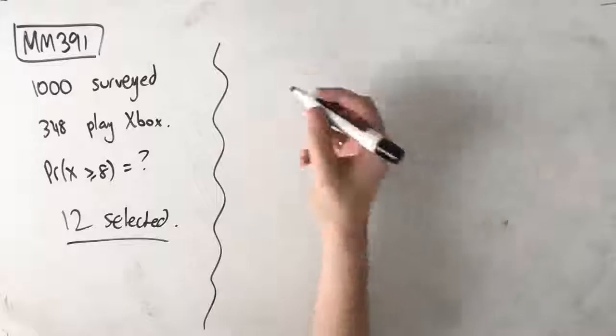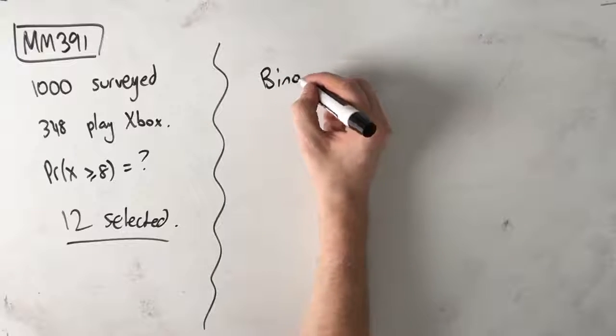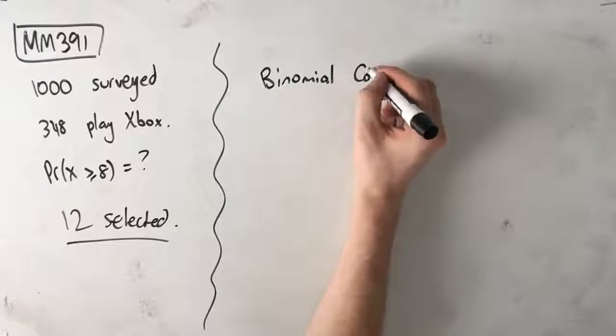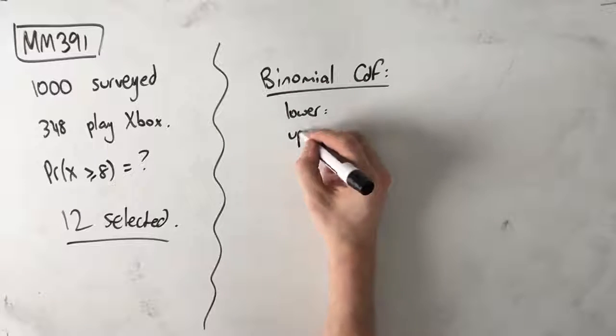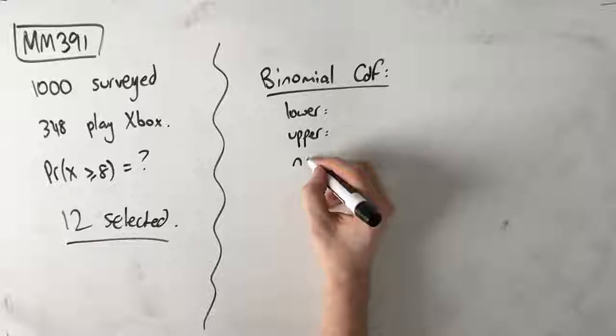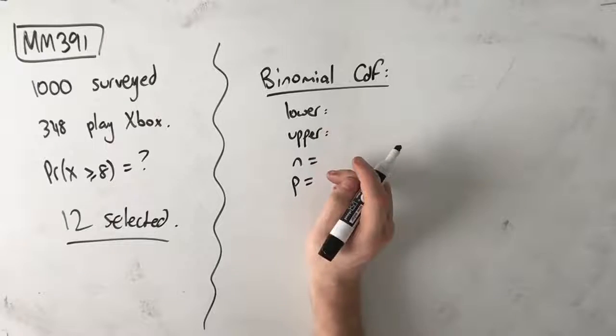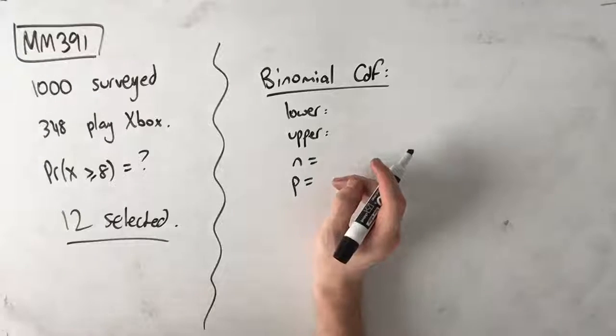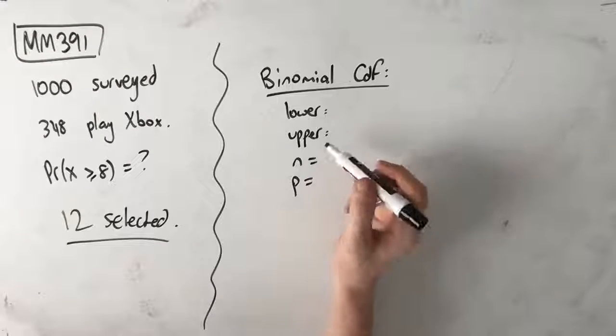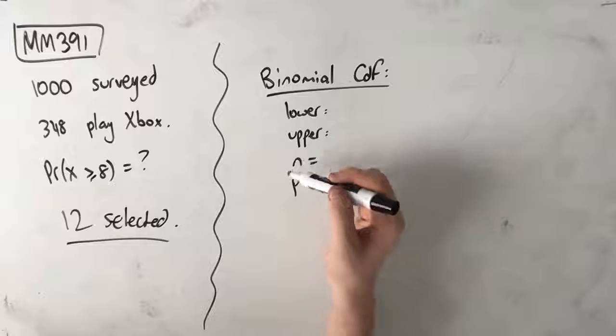Now, what do we have to do with binomial? Well, we use our binomial CDF, right? And sometimes you can't really tell what values you have to put in until you kind of start doing it. So if you're not too sure, if you can recognize that it's binomial at least, just go into your binomial CDF and see if you can figure out which ones are which. So it's going to ask you for lower, upper, n, and p.